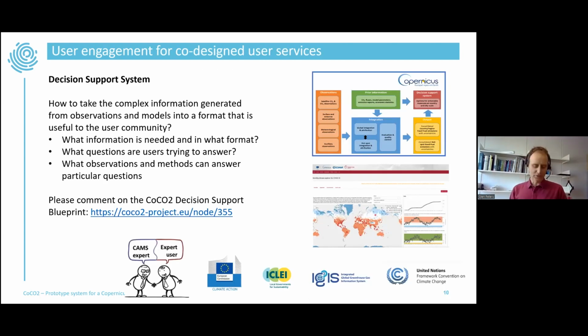And to finish up, I'll just talk a little bit about the decision support system. That's that little box I mentioned that sits to the side there all by itself. This is about how to take the complex information generated from the observations and the model, so the rest of the system, into a format that is useful for the user community. And we probably have not done enough work figuring out what users actually want, what services do they want, what questions are they trying to answer.